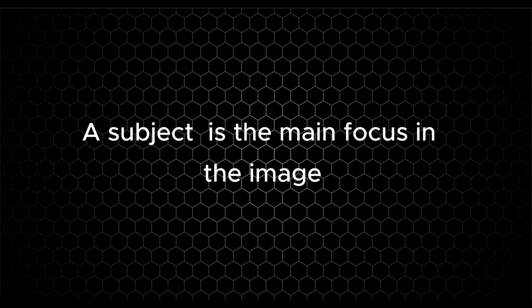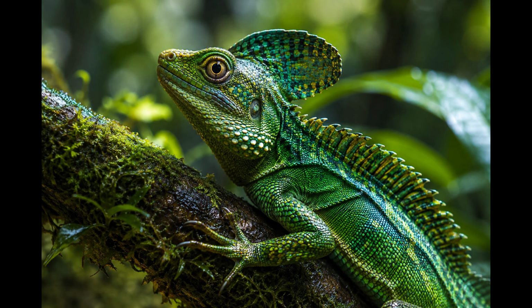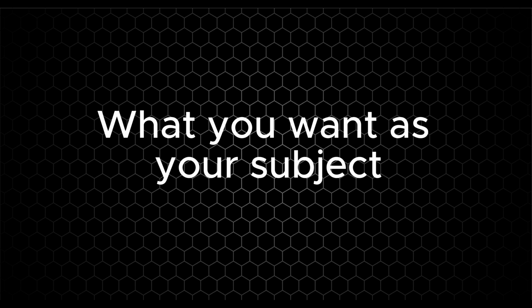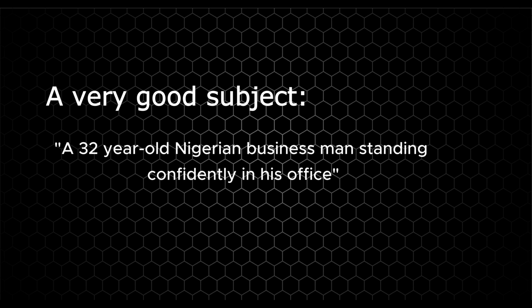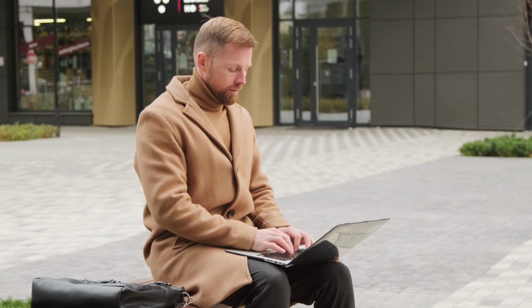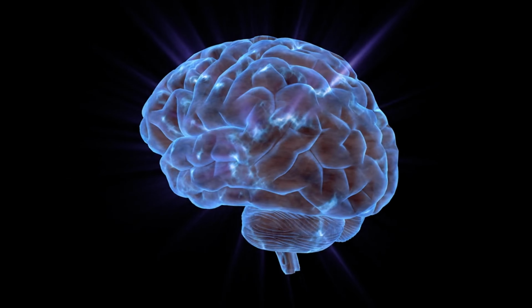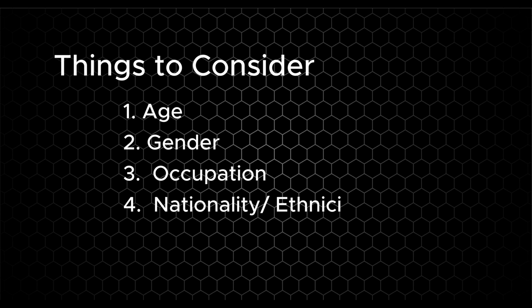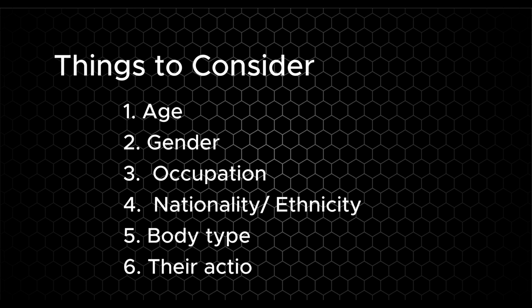A subject in a generated image is the main focus of the image. It is the person, animal or object you want present in the image. For instance, just writing "a man" as a prompt isn't enough. You have to be specific about what you want as your subject. A very good subject in your prompt can be a 32-year-old Nigerian businessman standing confidently in his office. When constructing your subjects for your prompt, you have to think of things like age, gender, occupation, nationality or ethnicity, body type, and the action they are performing.